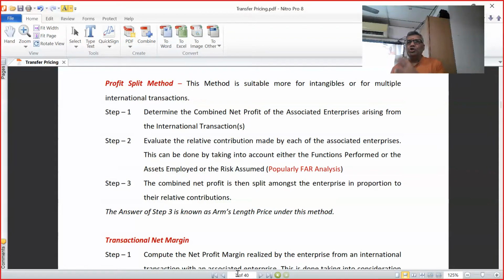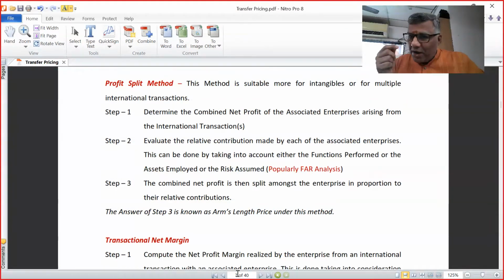But how to split? Not only here, henceforth I am going to use a coinage called FAR analysis: functions, assets, risks. Function performed, asset deployed, risk assumed will be the basis of splitting. Entire transfer pricing is based upon FAR analysis.